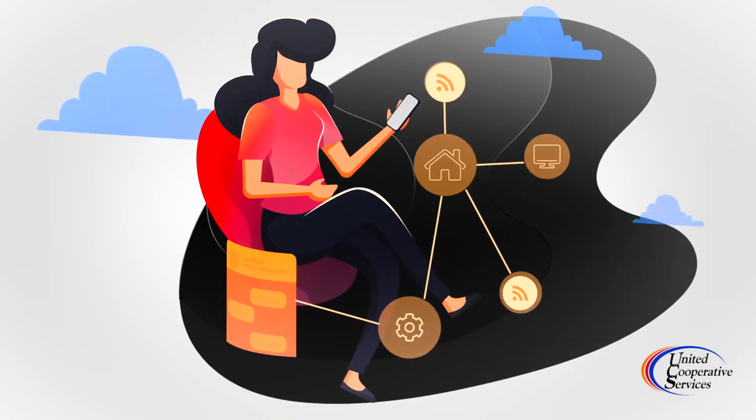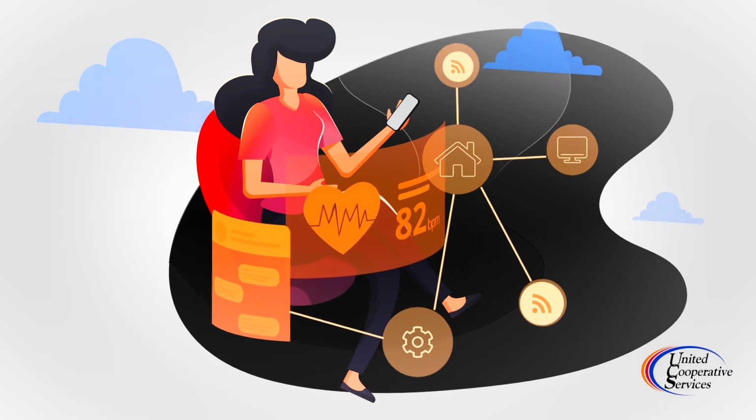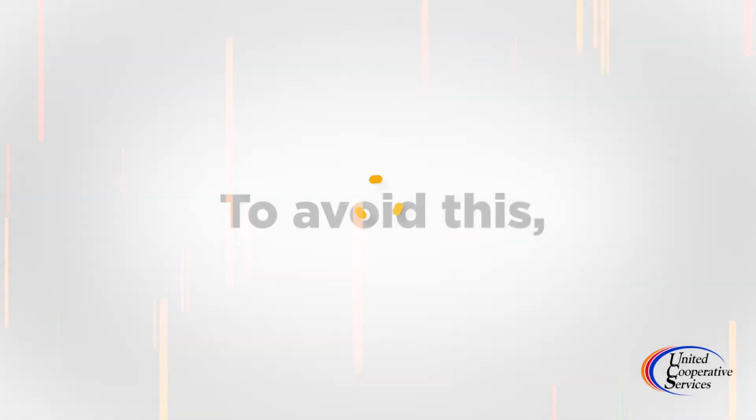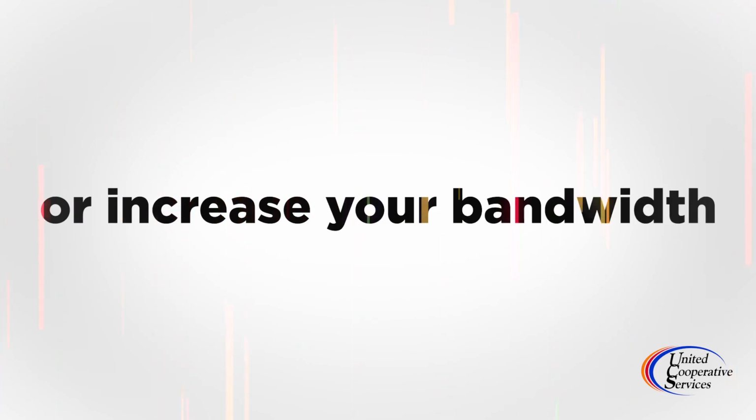Internet is shared among all connected devices, so the greater number of devices in use, your internet may feel slower. This explains when a web page loading time is slow, or when there's a buffer during your show or video streaming. To avoid this, limit the number of connected devices, or increase your bandwidth.